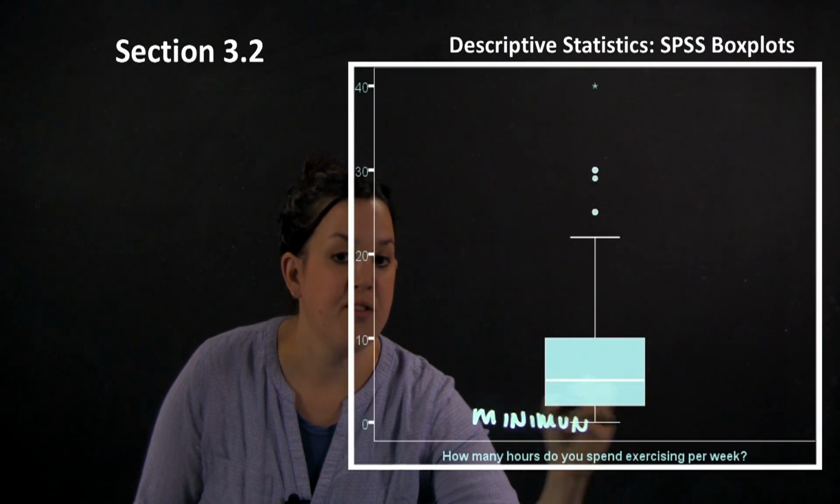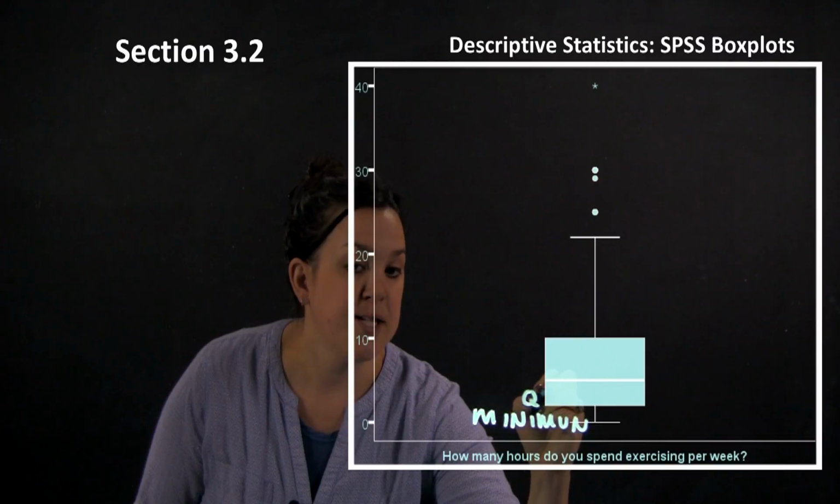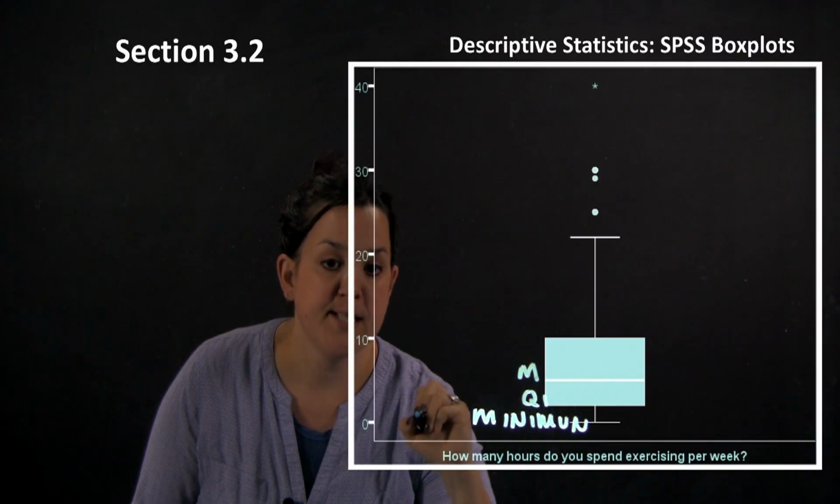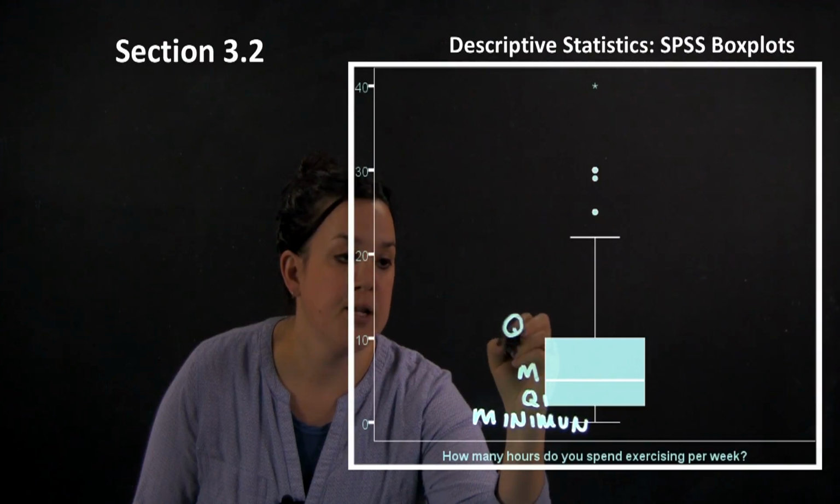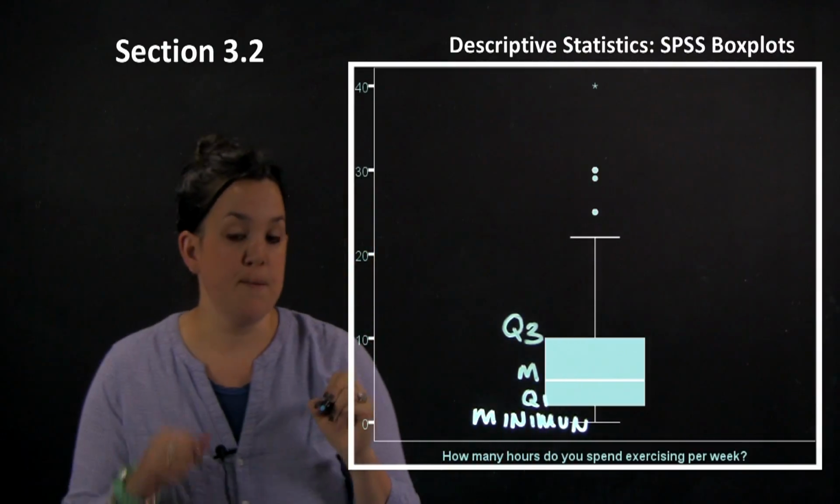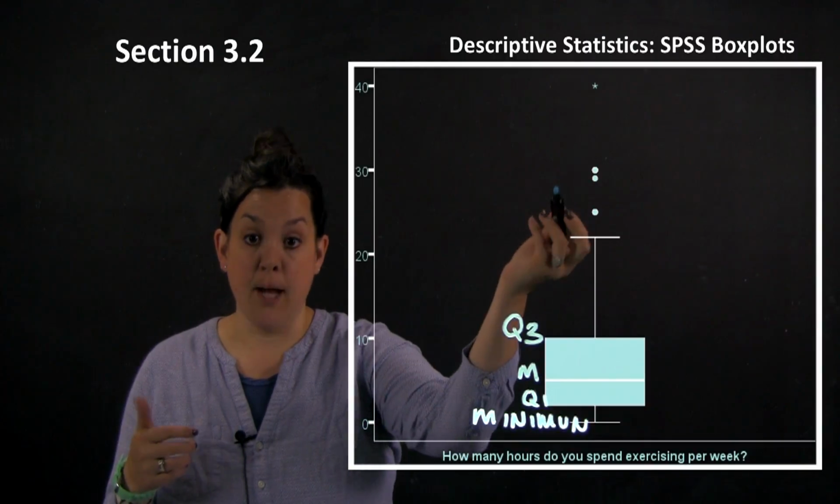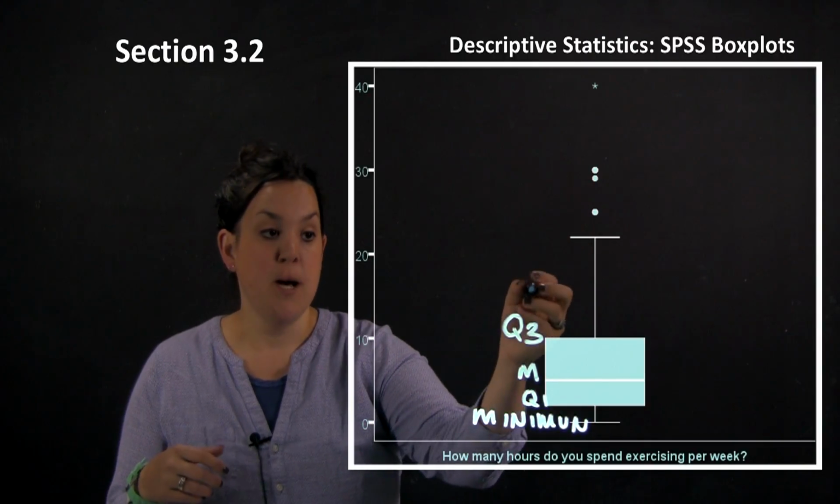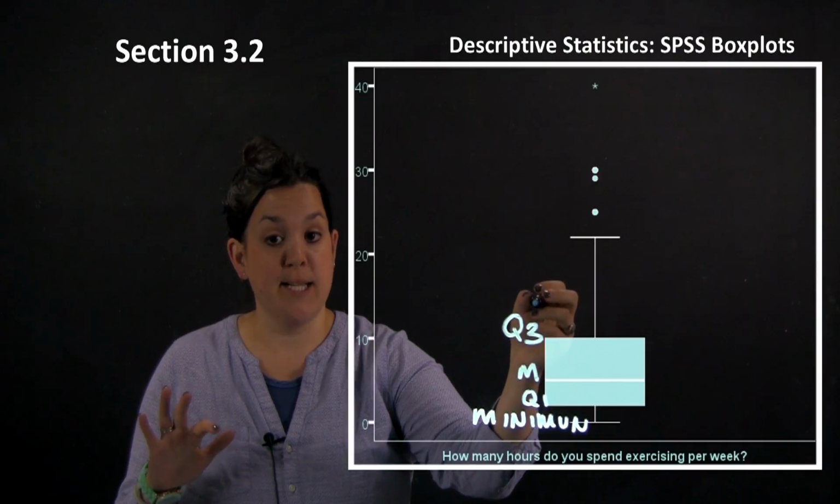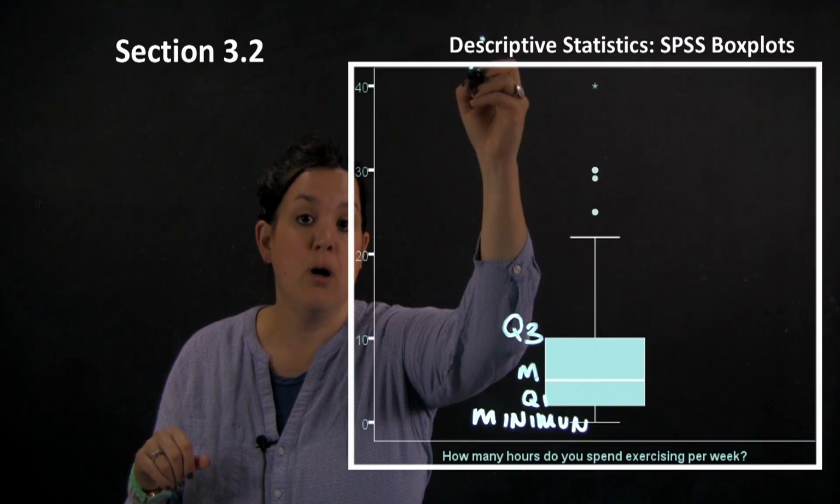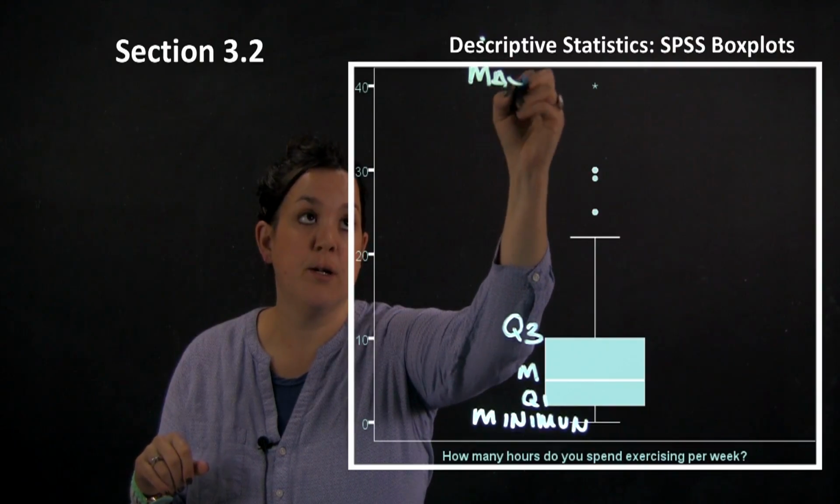And then remember that the start of the box is Q1. The line that dissects the box is the median. And then the top of the box is Q3. Now, last time when we looked at a box plot, the top line was going to be the maximum. But with the modified box plot, because it identifies outliers, your maximum is up here at that asterisk.